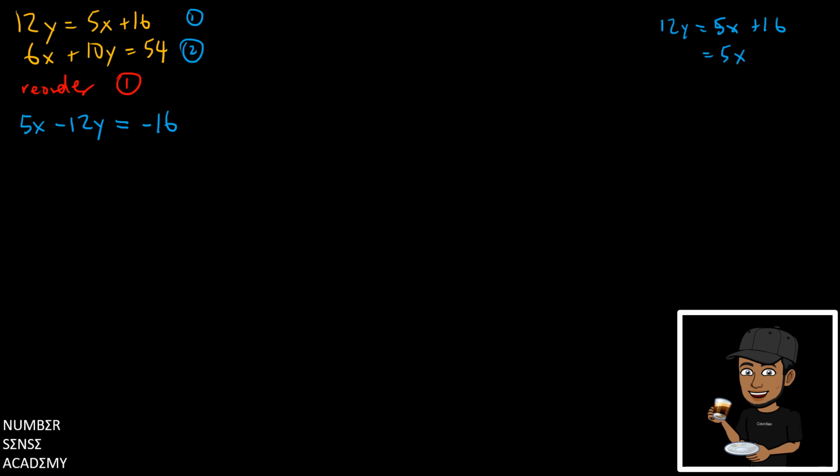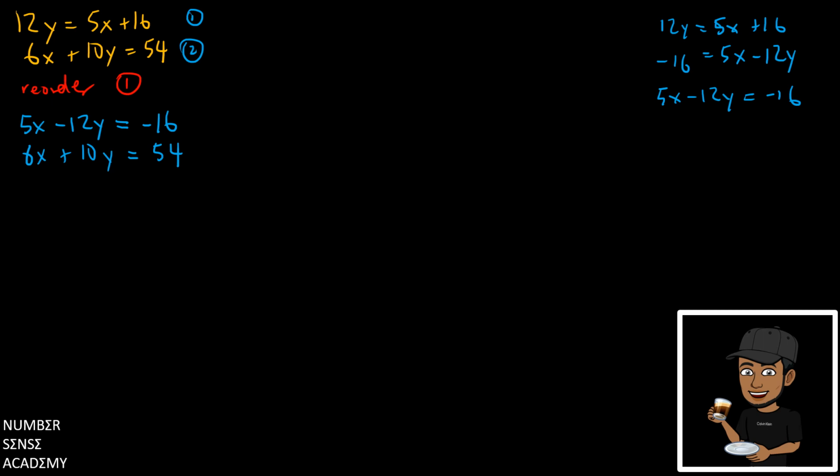I'm going to bring the 12y over to where the 5x is. I get negative 12y. I'm going to move the 16 to the other side, so that becomes negative 16. Since it's an equation, I could change up the order, as long as I keep the terms on the left side and the right side the same. Then I'm going to end up with 5x minus 12y equals negative 16. I do that so it lines up with my other equation, which is 6x plus 10y equals 54.